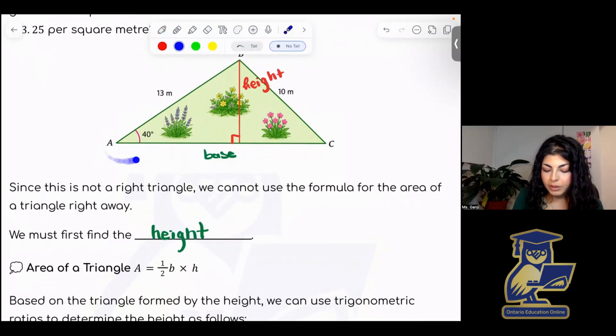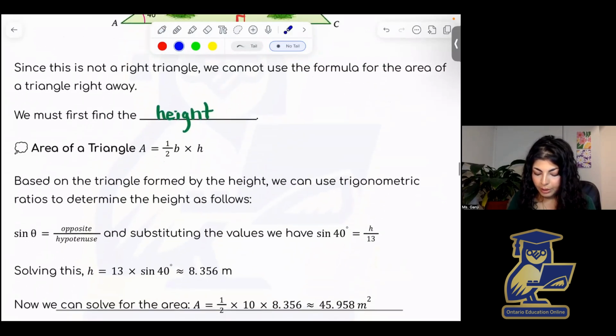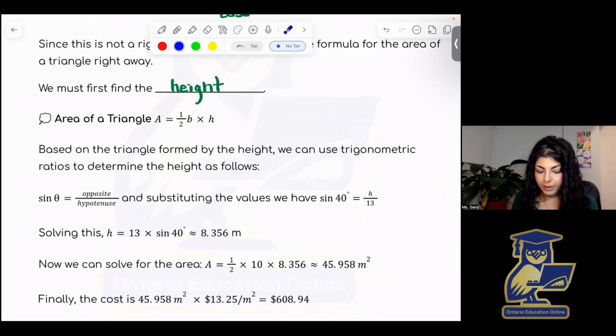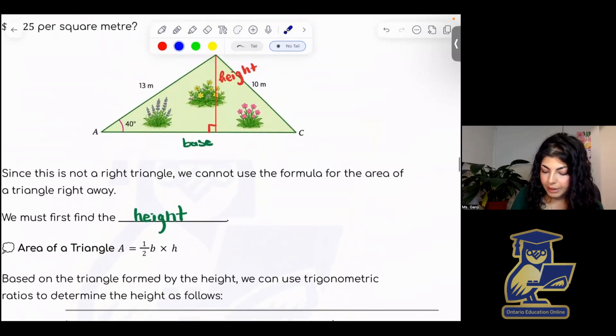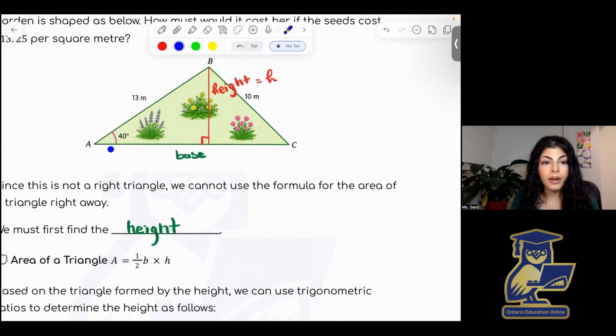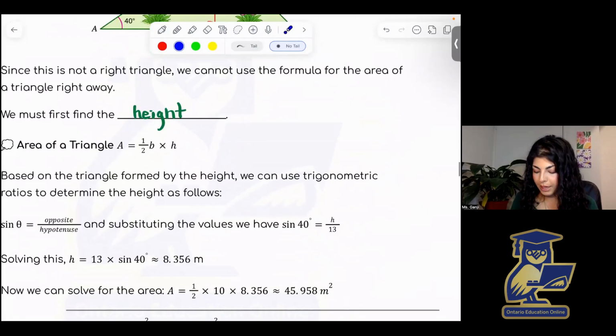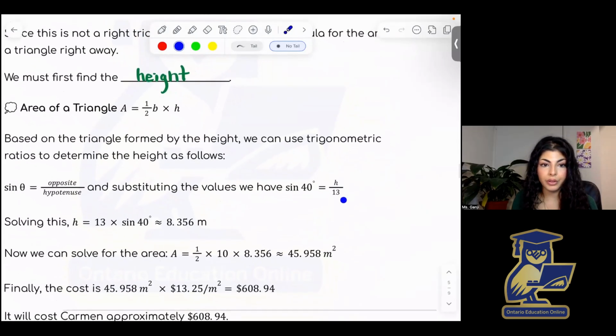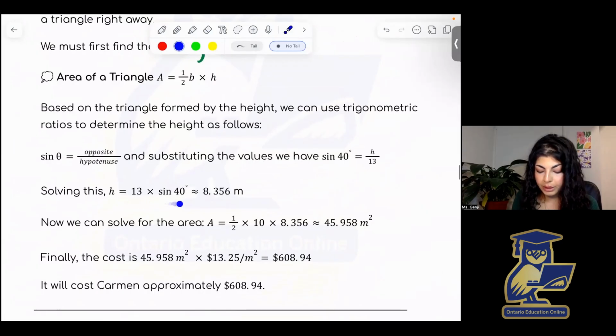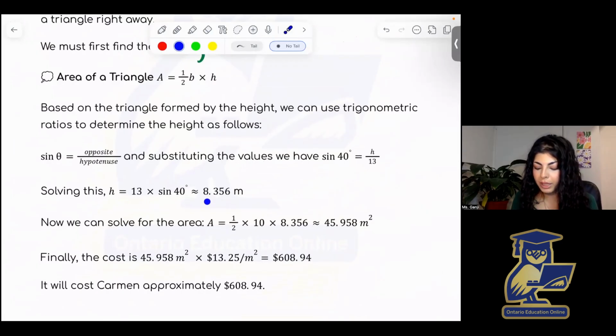Now, with respect to this angle, we want to solve for this height here, and we have the hypotenuse, and this is the opposite side. So then we can use sine. Let the height here be h. So sine of 40 degrees is going to be equal to h over 13, so opposite over hypotenuse. And that's exactly what we see here. Height over hypotenuse, h over 13. And solving for h, we have 13 times sine of 40 degrees, which is approximately 8.356 meters.